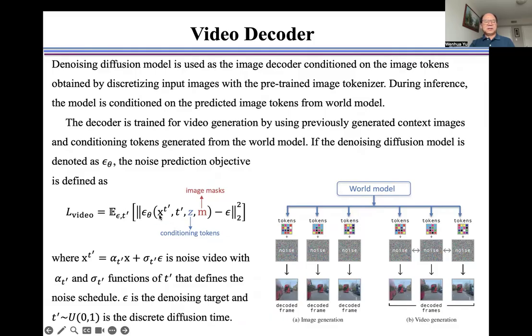This is a noised video with alpha t prime and sigma t prime, functions of t prime that define a noise schedule. Epsilon is the denoising target, and t prime is sampled from a uniform distribution U, a discrete diffusion time, as shown here. This token is from the world model.